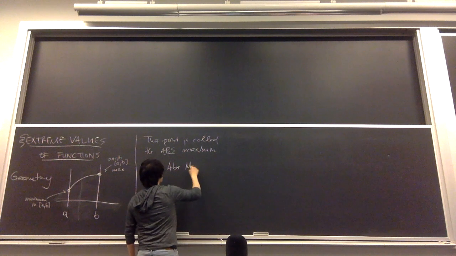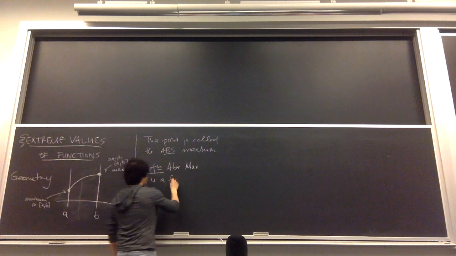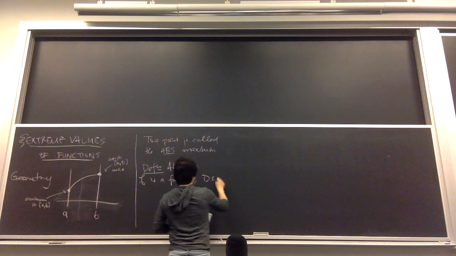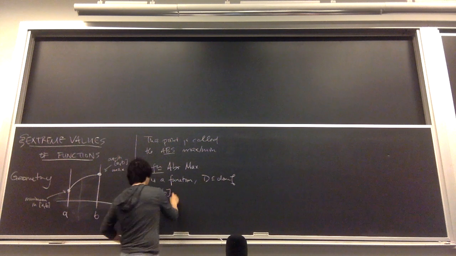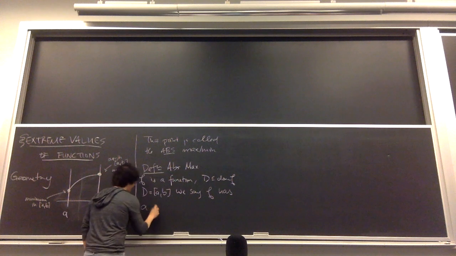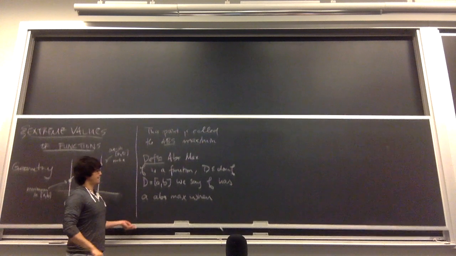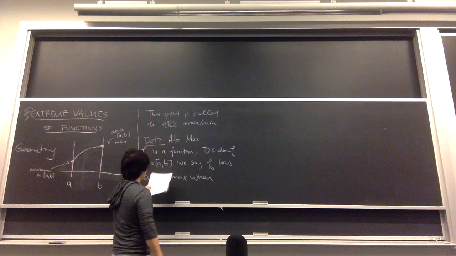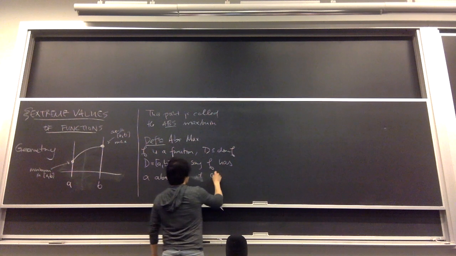Let's do absolute maximum first. Suppose f is a function, and D is in the domain of f, and D is an interval, AB. We say f has an absolute maximum, at C in D, when what? Can anyone codify a statement for me?